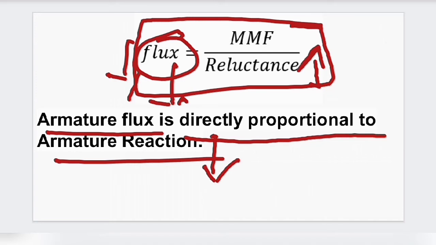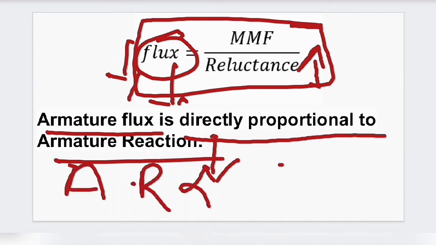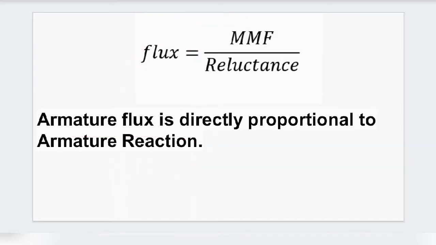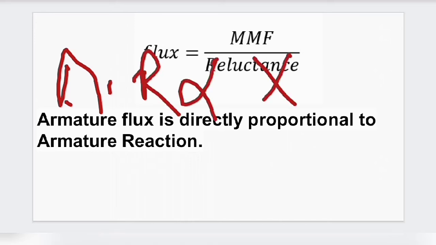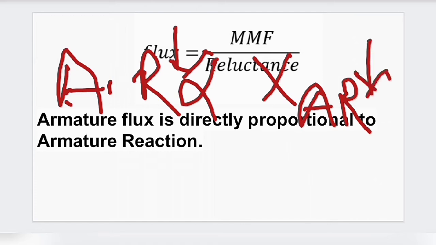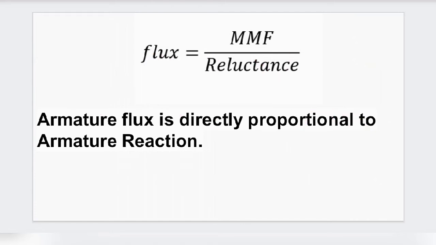Armature reaction is directly proportional to the XAR. Sorry, armature reaction is directly proportional to XAR, which is called the armature reaction reactance. So if armature reaction decreases, that means XAR also decreases. We will see in the next slide.